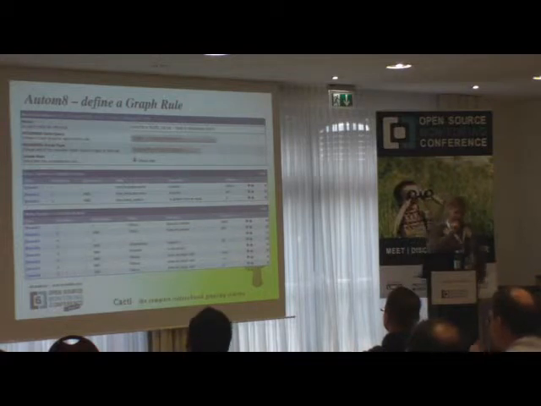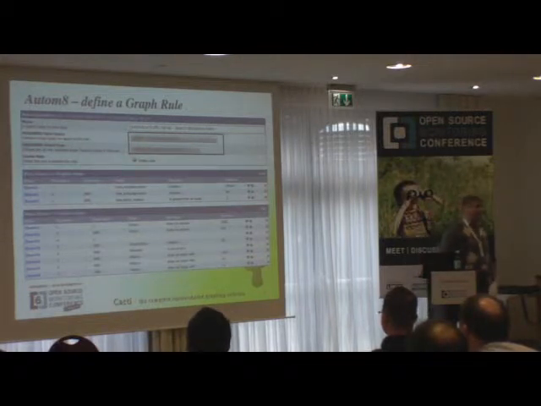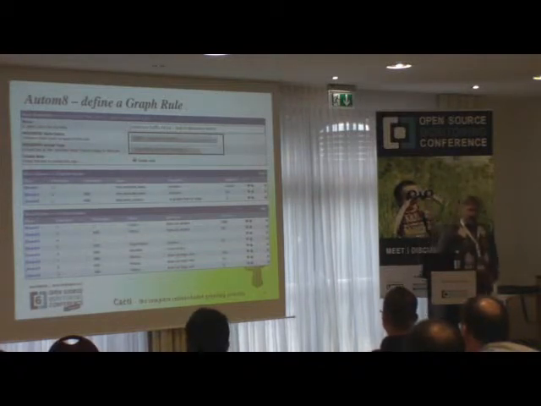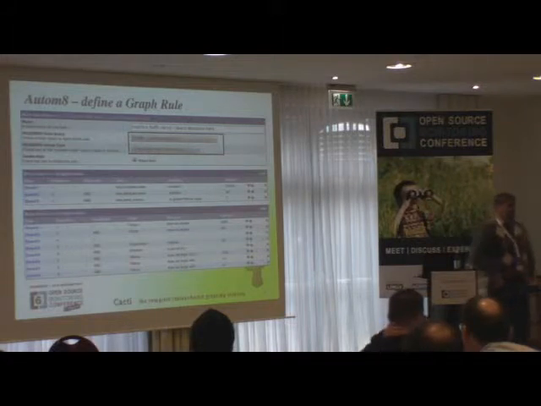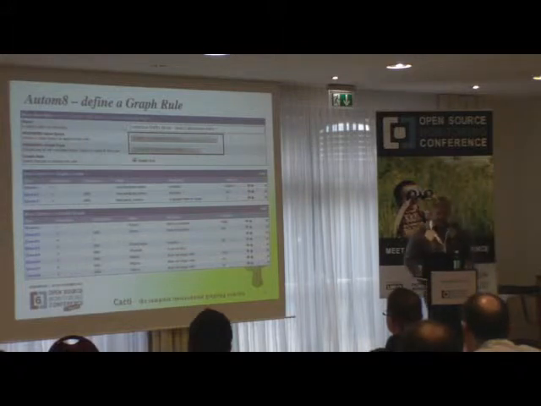So let's have a glance on how to define a graph rule. The key fact is that you have to select the data query that you are working on. In this case, it's the SNMP interface statistics. And you have to define which graph shall be created. In this case, it's a 64-bit traffic graph, the standard graph for most systems except for Windows. They don't have 64-bit counters, bad.